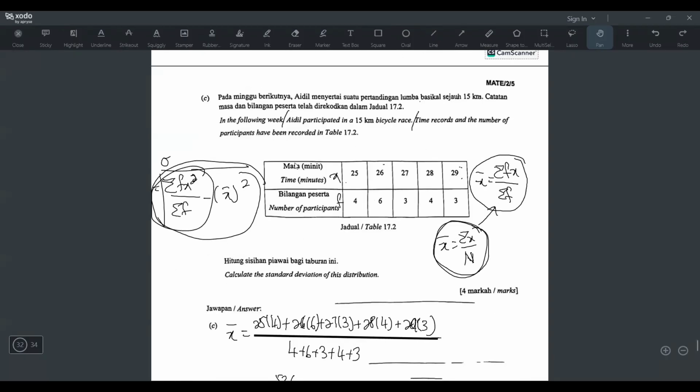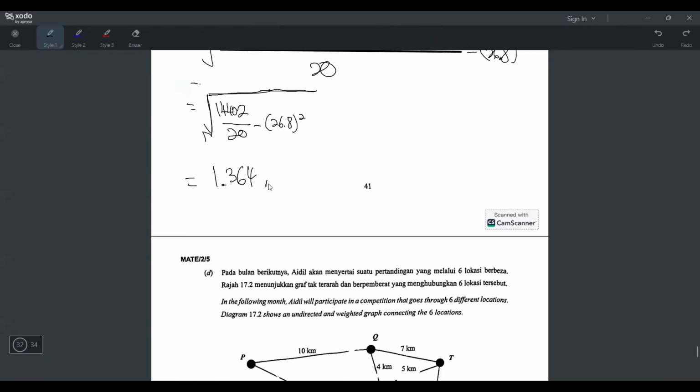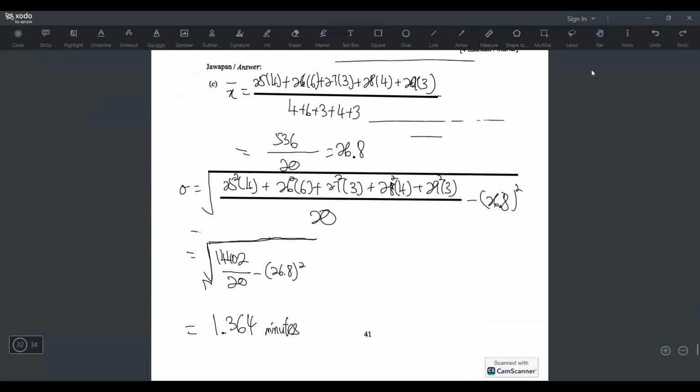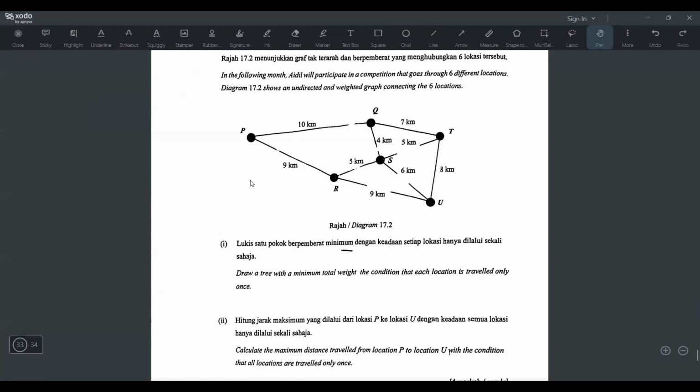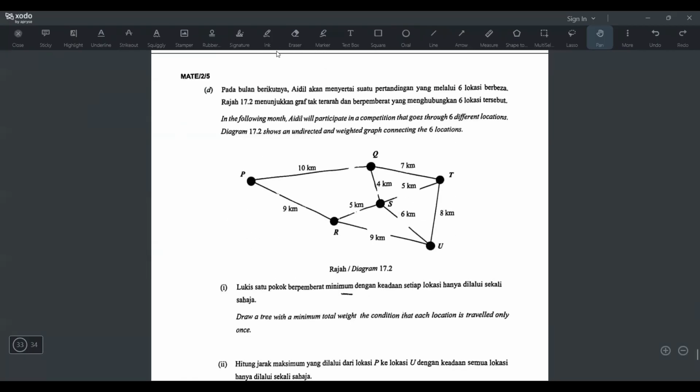I think I will write minutes, because this data is about time taken. So just write the unit just in case. So that's 4 marks. That's all. Is this the last question? Finally, last question already. I'm tired already, but let's finish it.